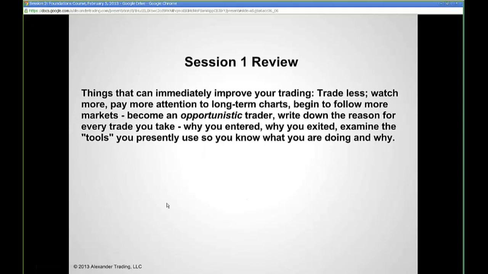Okay, here are some of the things that we suggested that can immediately improve your trading. Trade less, watch more. Start looking at larger degree time frames than the one in front of your nose. Begin to follow more markets, become opportunistic, and you guys have an incredible resource. Some of you are pro members anyway. Some of you are availing yourselves of the pro membership bonus for taking this course for the next 6 weeks. And you have the benefit of sitting in there and listening to Troy.